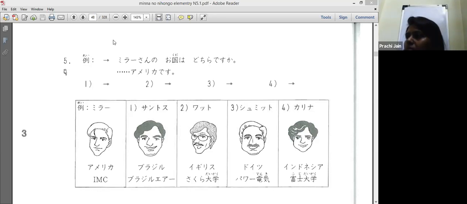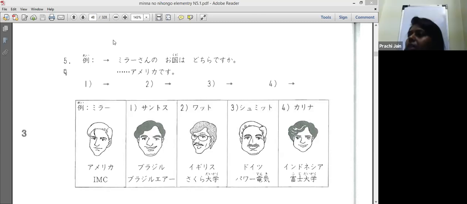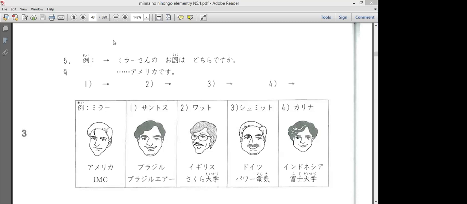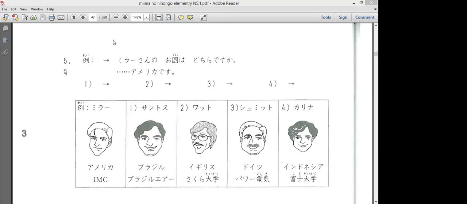Watto san no okuni wa dochira desu ka? Igirisu desu. Third one. Sumito san no okuni wa dochira desu ka? Answer is Doitsu desu. Next. Karina san no okuni wa dochira desu ka? Answer is Indonesia desu.